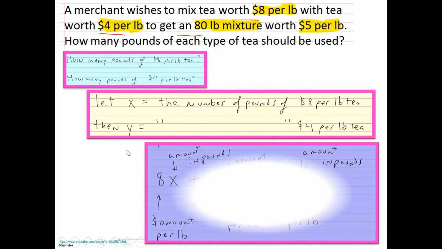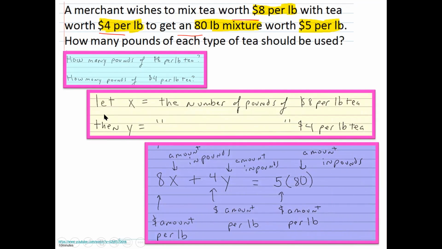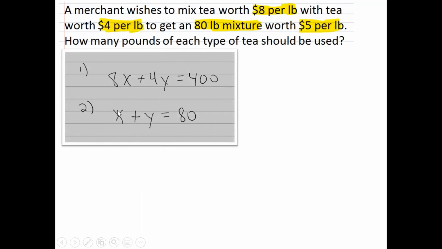So then when you have this, you should have the first equation of the following. $8 times x, which is a number of pounds, plus $4 times y, which is the other number of pounds, equals $5 times 80 pounds. So this is going to be your first equation. And then your second equation is just the number of pounds of the $8 tea plus the number of pounds of the $4 tea is going to be a total of 80. Okay, so this one here is specifically on money. This one here is on pounds of tea.